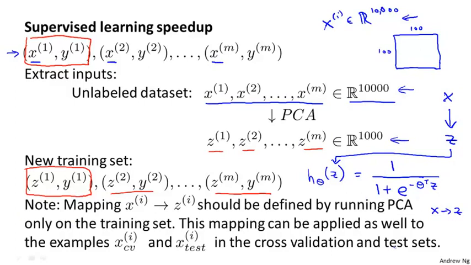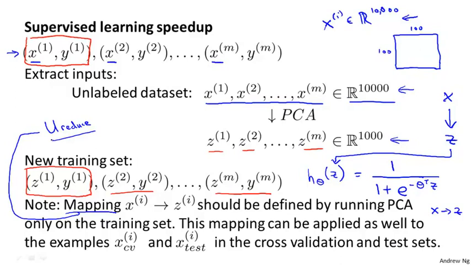And this mapping from x to z should be defined by running PCA only on the training set. In particular, what this mapping that PCA is learning does is compute a set of parameters. It does the feature scaling and mean normalization, and it is also computing this matrix U reduce. All of these things, like U reduce, are parameters that are learned by PCA, and we should be fitting our parameters only to our training set and not to our cross-validation or test sets.